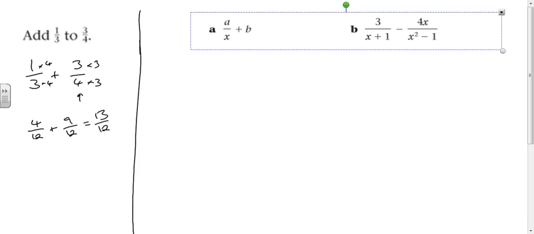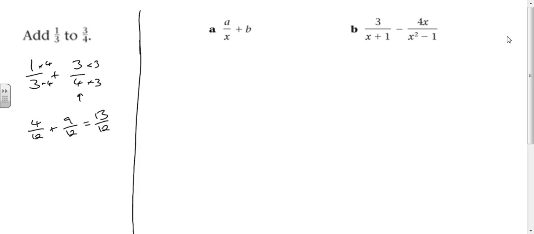So if we come on to this question here, we've got a over x plus b. Now this is a really common thing in maths, and this is what a lot of people get wrong, and they tend to drop marks dead early in C3. You've got a fraction adding to just a regular number. Now we can't do that because we haven't got a common denominator here. So what we do is we write a over x, but we turn b into a fraction. We turn b into b over 1, because anything over 1 is just itself.